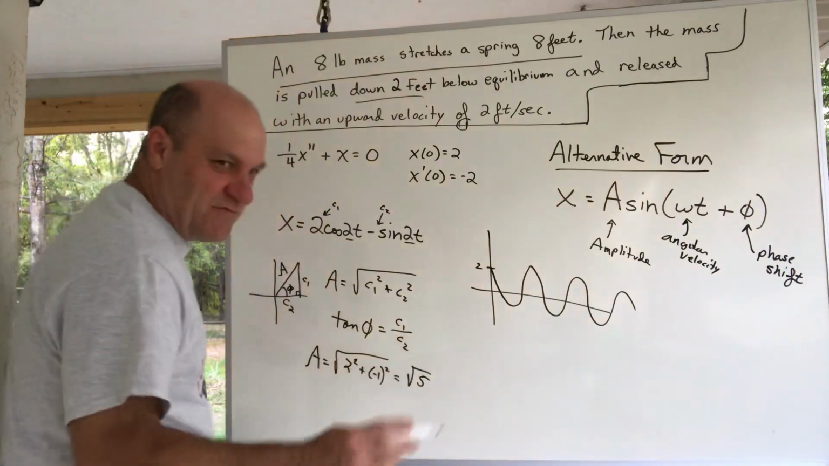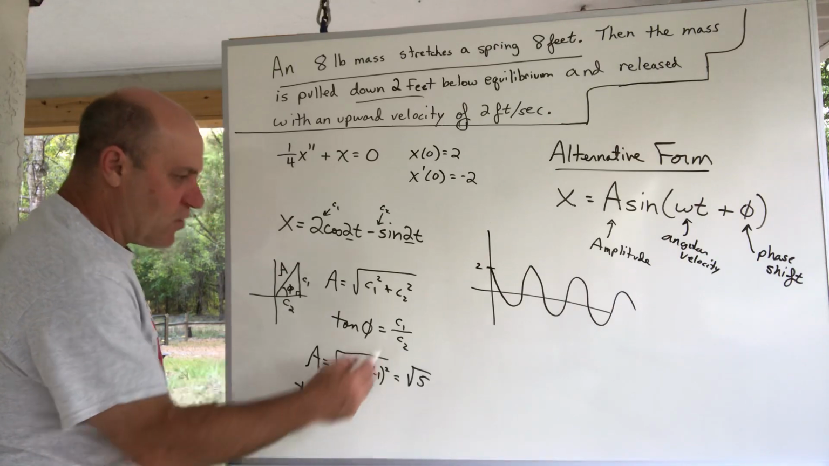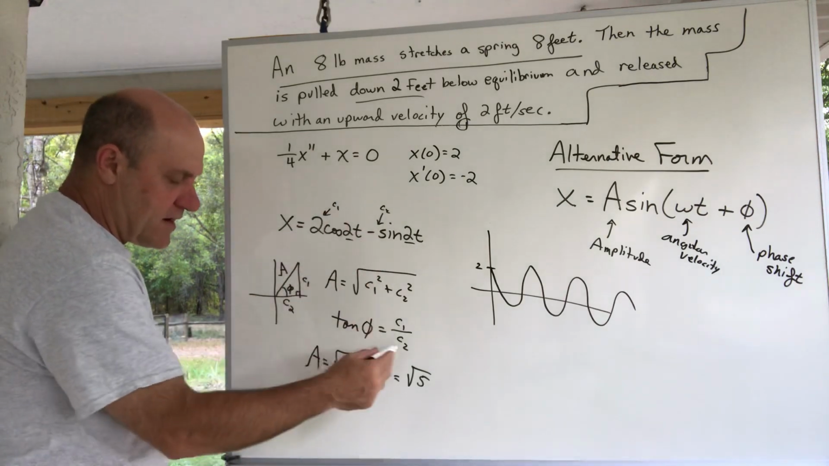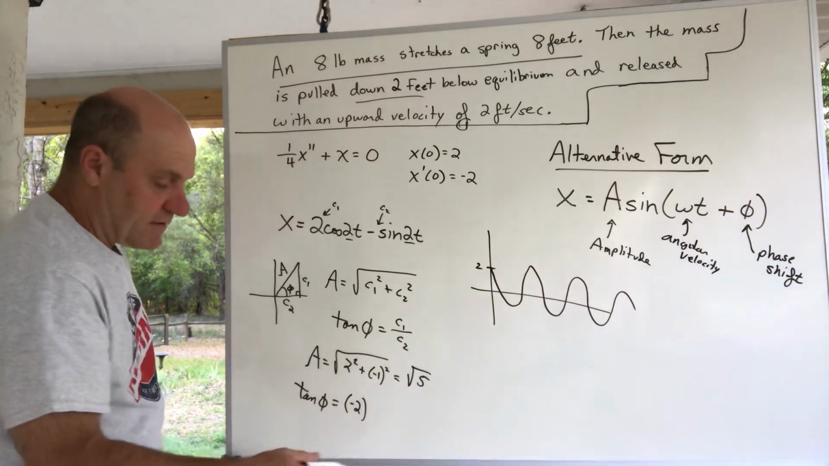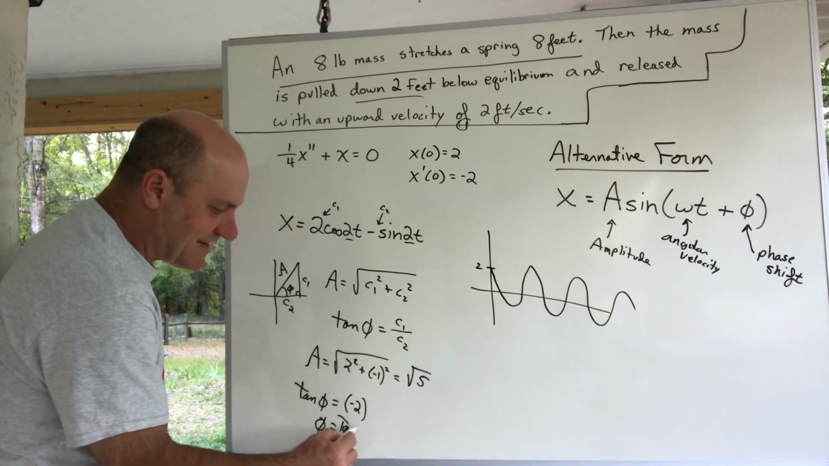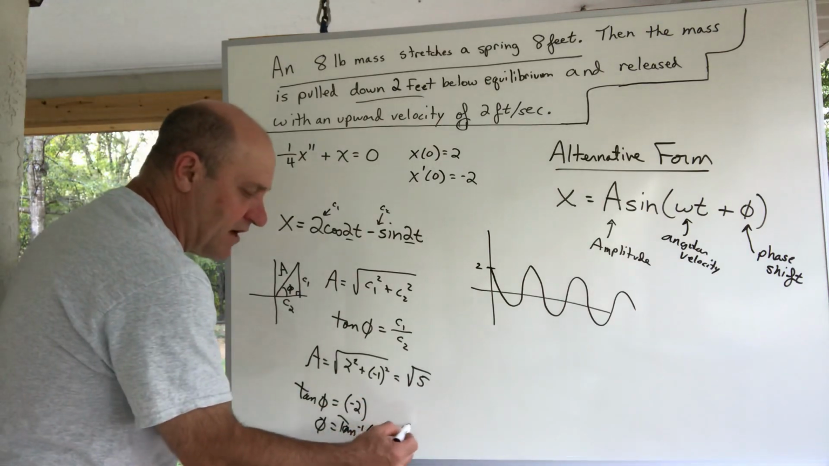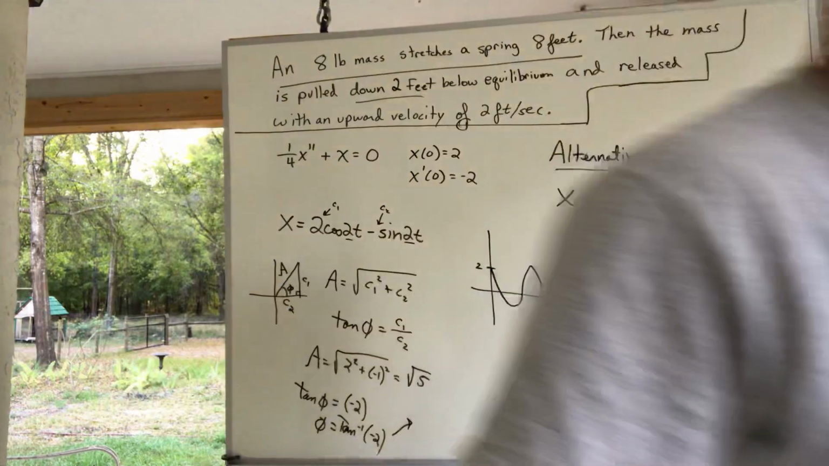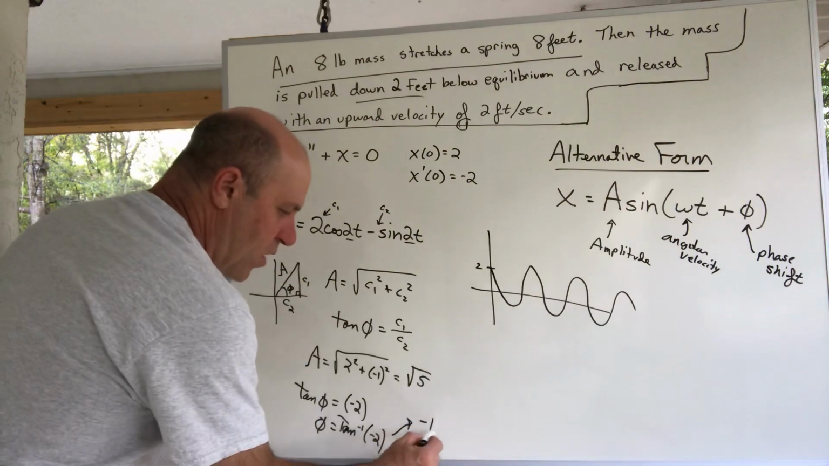Let's find phi. Now, phi gets a little tricky. Let's try this. The tangent of phi is C1 over C2. That would be 2 over negative 1, that would be negative 2. So phi is the tangent inverse of negative 2, or the arctangent of negative 2. If you pick up your calculator and tell me what that is, you will get a negative 1.107.